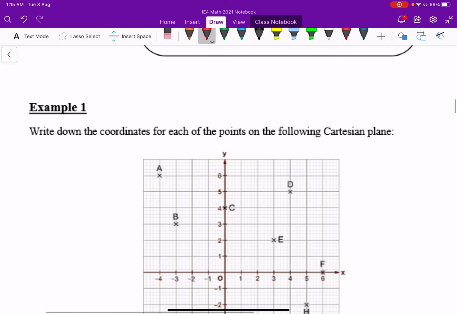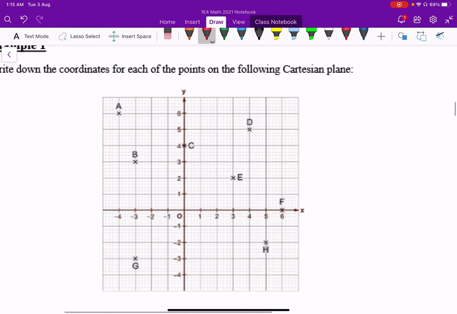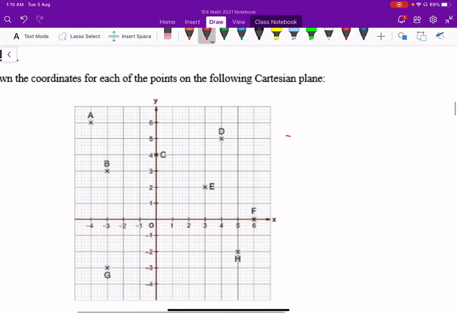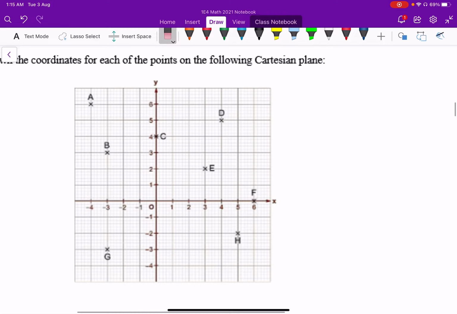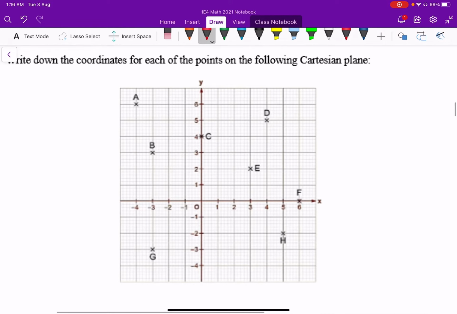Okay, so in Example 1, can you try? Write down the coordinates for each of the points on the following Cartesian plane. Now this plane with boxes is called a Cartesian plane. Can you try and fill it up? You can pause the video, put your device away and try to fill it up first before referring to the answer. You can try first, finish all first, then you can check the answer. I'll pause the video for 2 seconds. Now you should pause the video, okay?